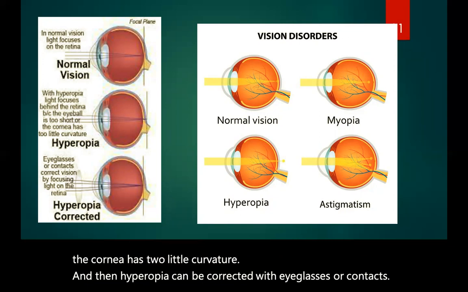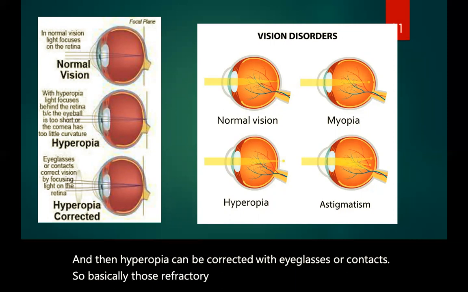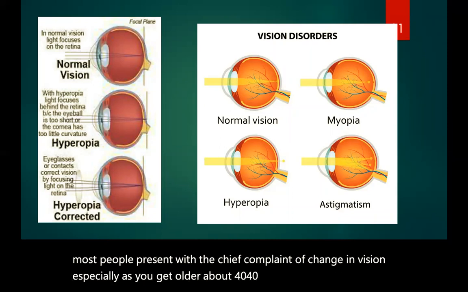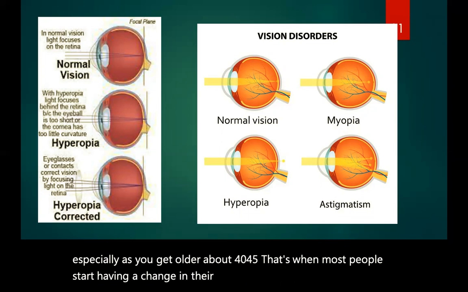So basically, those refractory errors are pretty common. Most people present with the chief complaint of change in vision, especially as you get older, about 40, 45. That's when most people start having a change in their vision, and they need corrective lenses and vision correction procedures.